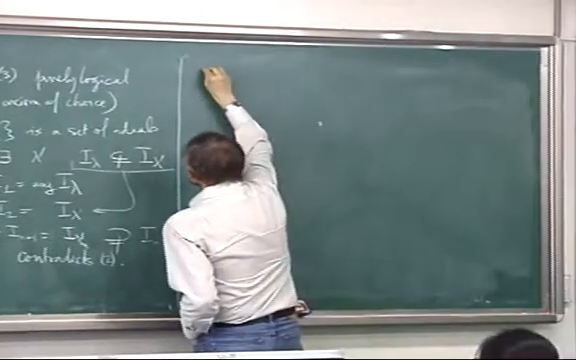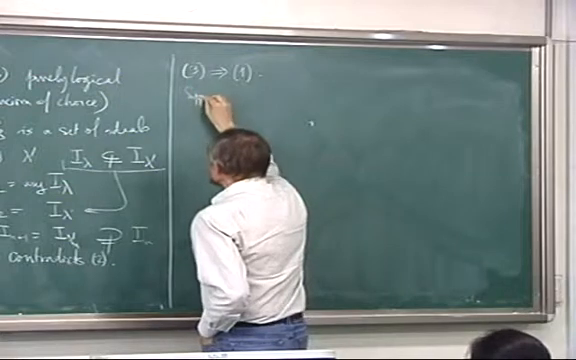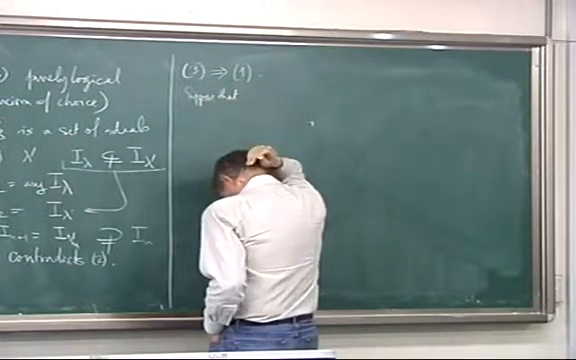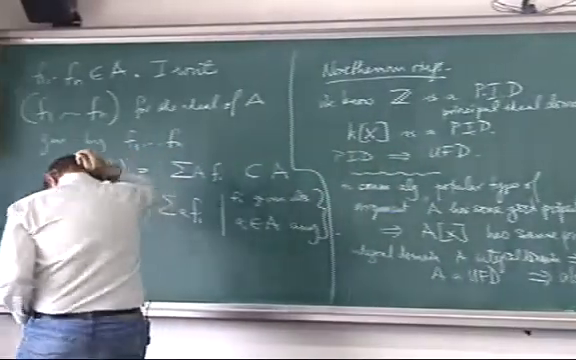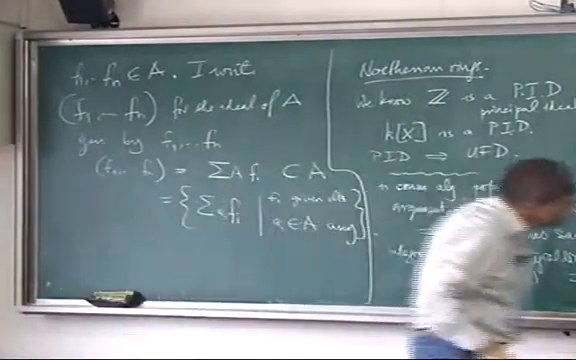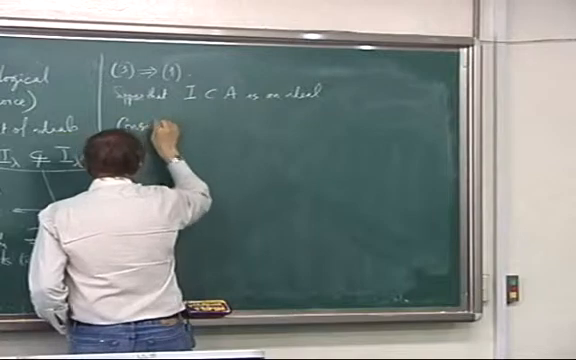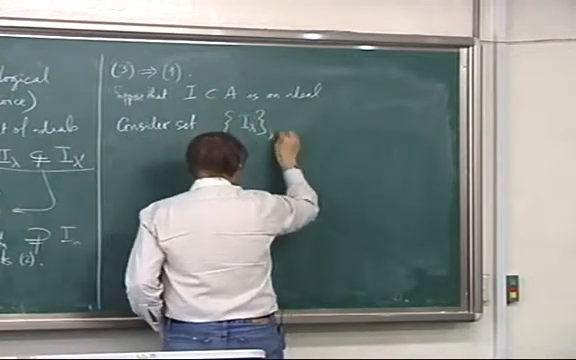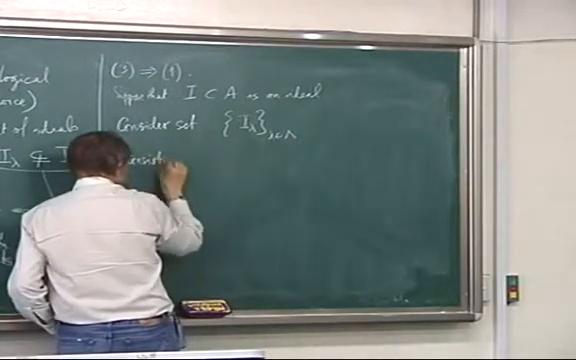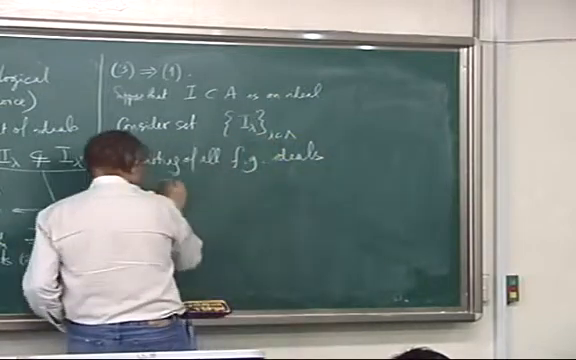So proof of 3 implies 1. Suppose that I in A is an ideal. Consider the set, I_lambda in Lambda, consisting of all finitely generated ideals I_lambda contained in I.